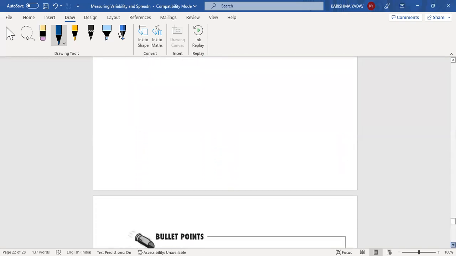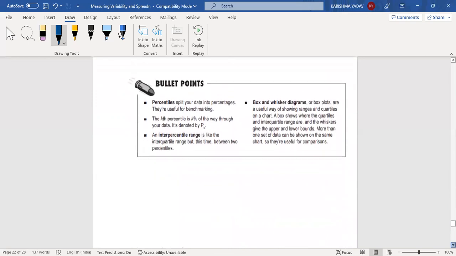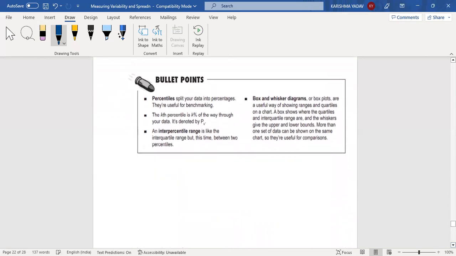Okay, so what we have studied till now is this: percentiles split your data into percentages. They are useful for benchmarking, like setting the benchmark that 50% of the data is somewhere, or 75% of the data. The kth percentile is k% of the way through your data. It's denoted by Pk, that's how we denote a percentile, and D1, D2, D3, that is Dk, is how we denote deciles. An interpercentile range is like the interquartile range, but this time between two percentiles.